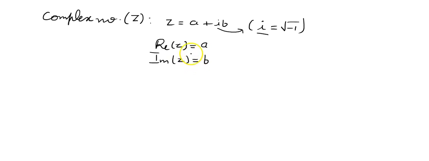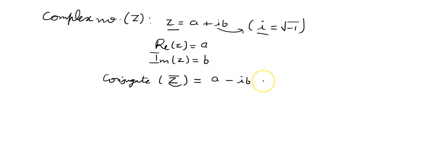Now see, if I have to find the conjugate of this complex number, the conjugate is generally represented by Z bar. At times they represent it by Z dash also. So if this is Z and I have to find the conjugate of this complex number, I'll simply write A minus iota B. The real part and imaginary part remain the same. Only the sign between the real part and imaginary part will be changed.